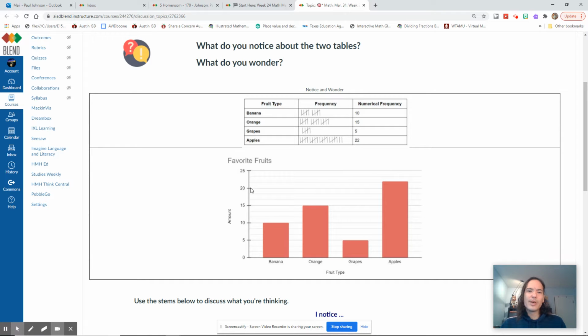This is a weird scale because they've got these lines in between, and it's really hard to divide 5 by 3 lines. So I would typically skip count by 2s, skip count by 5s. So everything on this so far, we have bananas at 10, we have oranges at 15, we have grapes at 5, and we have apples at 22. This is one of the ones where our frequency table does indeed match our bar graph.